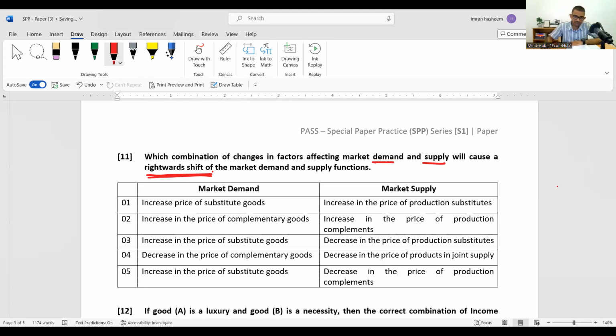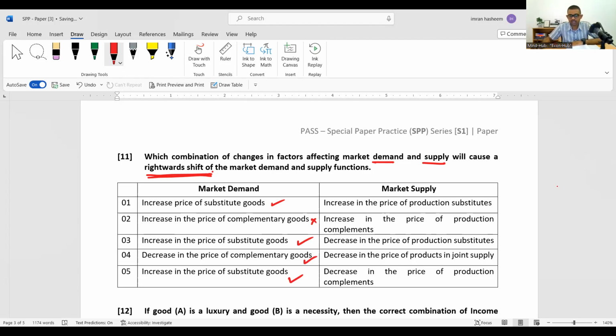You can do it row by row, or you can look at the demand side, then go to the supply side also. On the demand side, look at the first one, increase in price of substitute goods. Yes, demand will increase. So we can consider that. Increase in the price of complementary good? No, demand will decrease. So that's out. Increase in the price of substitutes? Yes, can happen. Decrease in the price of complementary? Yes, can happen. Increase in the price of substitutes? Yes, can happen. So one is eliminated here.